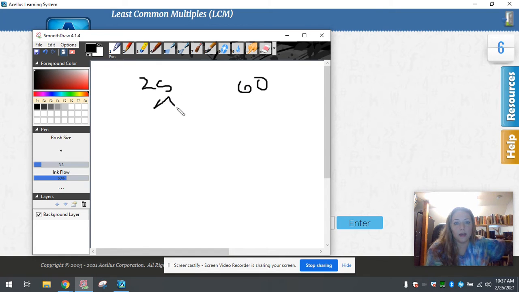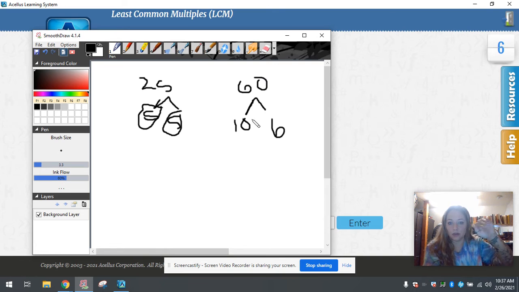Okay, factor them. 25 is divisible by 5 because it ends in 5. 25 divided by 5 is 5. 60 ends in 0, so it's divisible by 10. 60 divided by 10 is 6. Just a reminder, the way that you're dividing down the factor tree, you can multiply back up. So if you're like, I don't know what to divide 60 by, maybe you can think what times what is 60, like 6 times 10 is 60, and do it that way to get your branches.